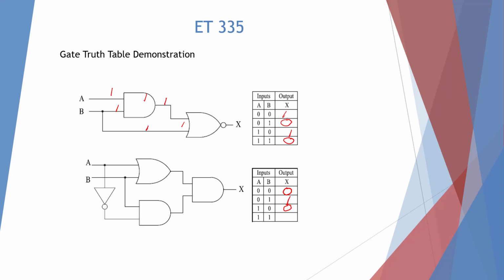Okay, we have a 1, 1, 1, 1. So this is a 1. This guy is a 1. This was a 0. This is a 0. And output would be a 0.